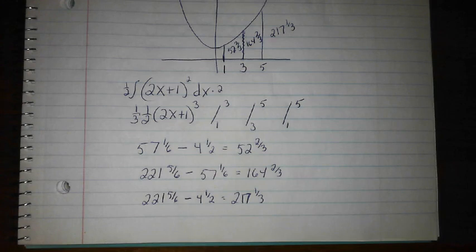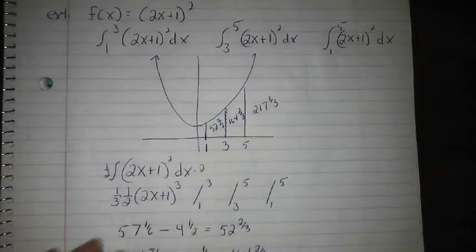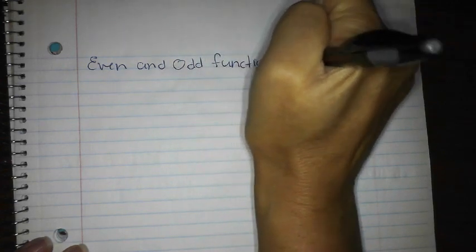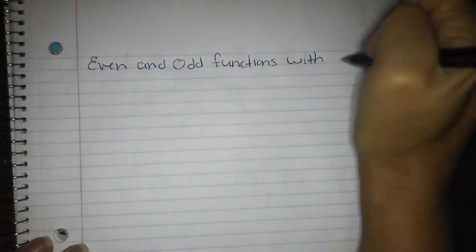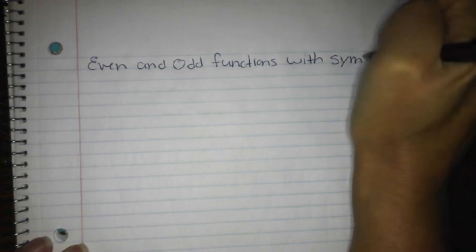And then our last two are shortcuts. All right, even and odd functions with symmetric limits is our last special case to look at. Even and odd functions with symmetric limits, and this is what's key.